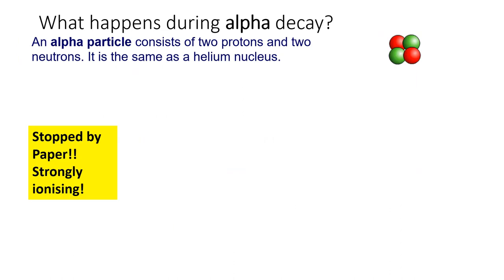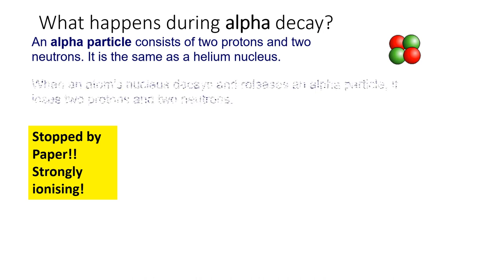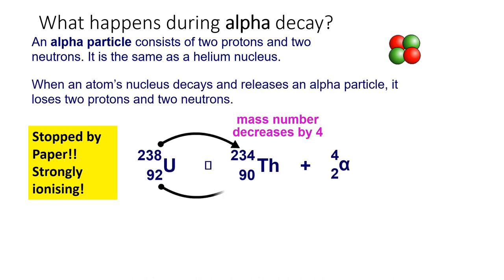Next up is your different types of radioactive particles. We need to know about alpha particles. Remember, they're made of two protons and two neutrons. They're stopped by paper. And here's what the equations look like. That should be an arrow there, by the way. So the atomic mass goes down by 4, the atomic number goes down by 2. They're strongly ionizing. Don't forget all of that.